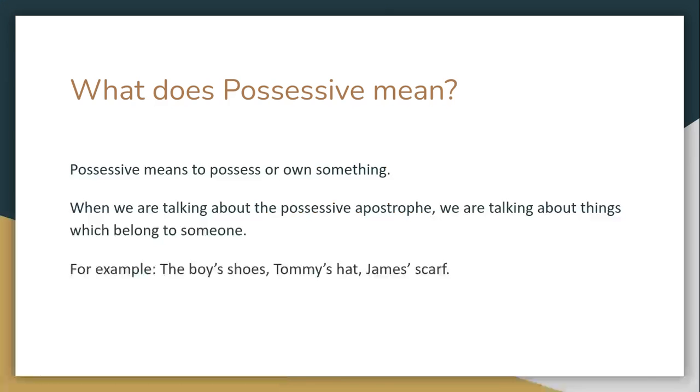Now, what does possessive mean? Well, possessive means to possess or to own something. So when we're talking about the possessive apostrophe, we are talking about things which belong to somebody. For example, the boy's shoes, the shoes which belong to the boy, Tommy's hat, the hat which belongs to Tommy, and James's scarf, the scarf which belongs to James.